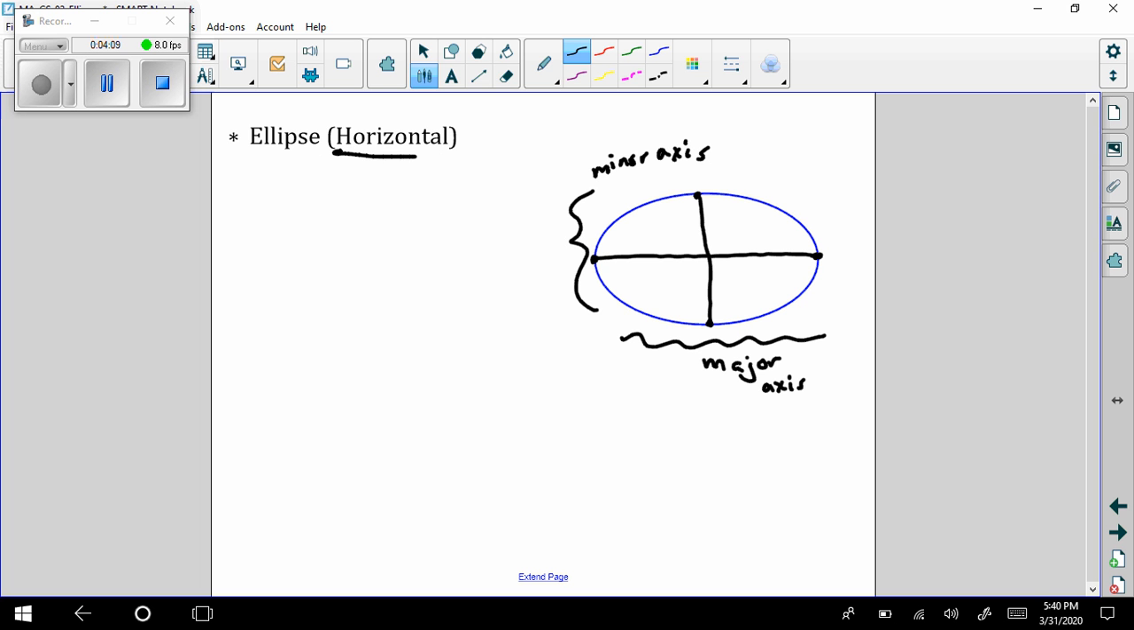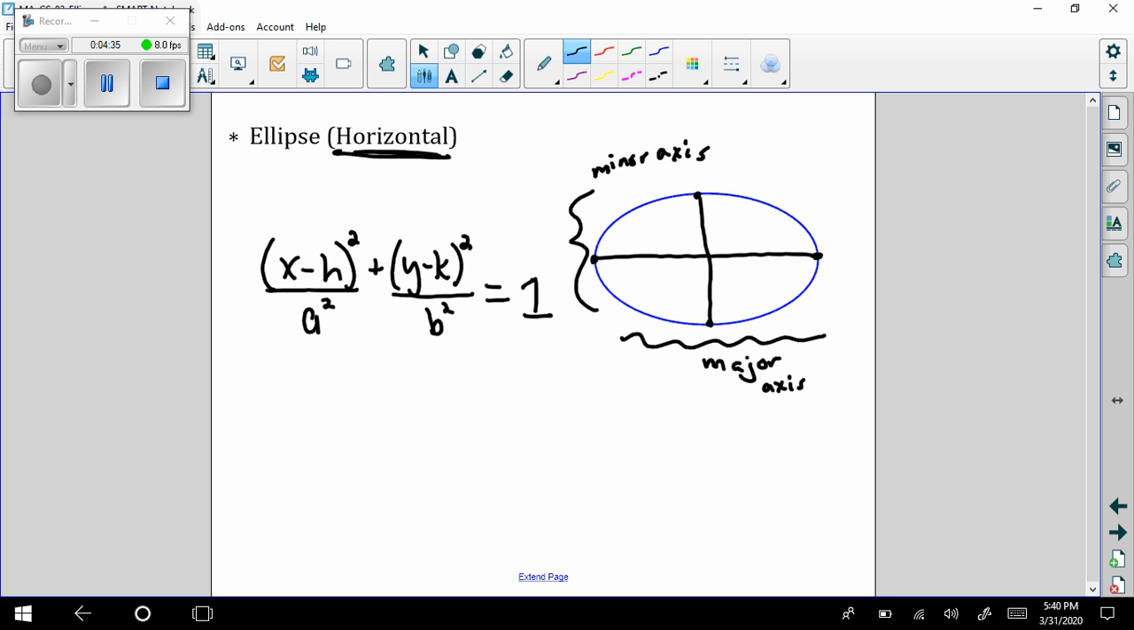Okay, so the standard form of a horizontal ellipse is going to look like this. We have (x minus h) quantity squared plus (y minus k) quantity squared. The (x minus h) squared is over a value called a squared, and the (y minus k) squared is over a value called b squared, and this is always equal to 1 in the world of ellipses. From here, the center of the ellipse is just like it was with a circle, (h, k). In all cases, a is always greater than b.